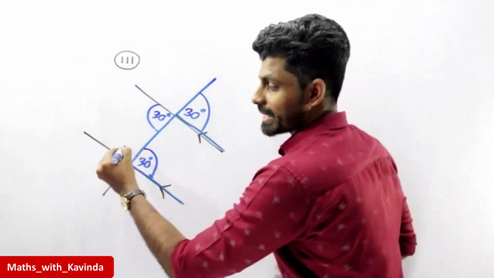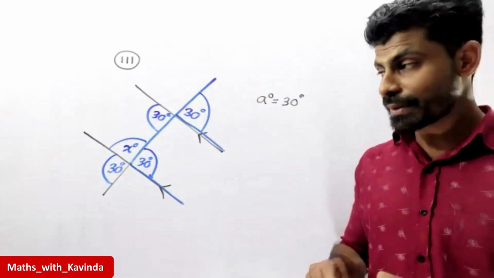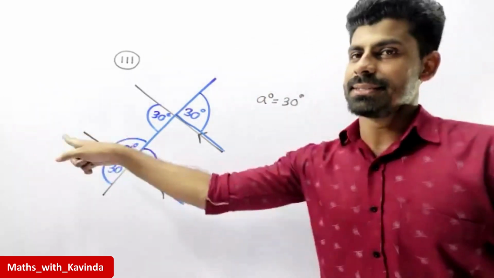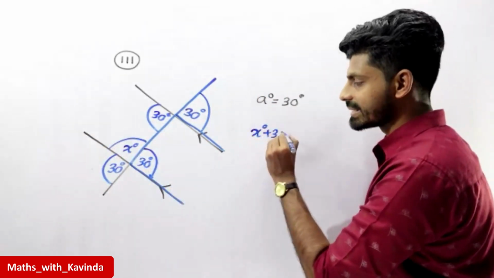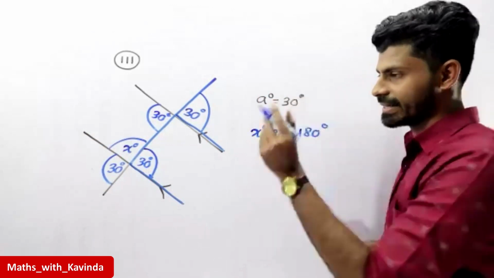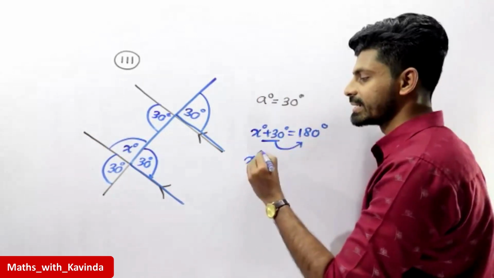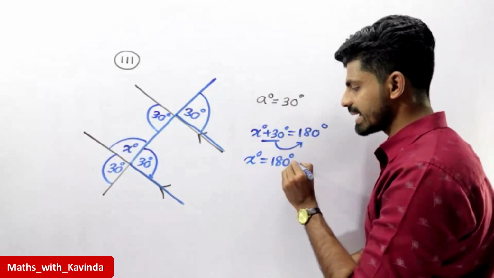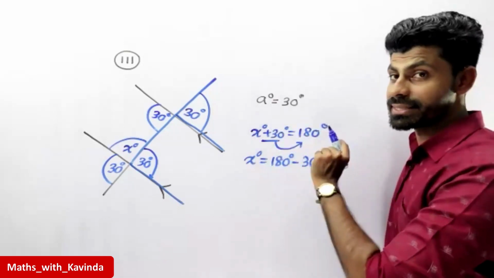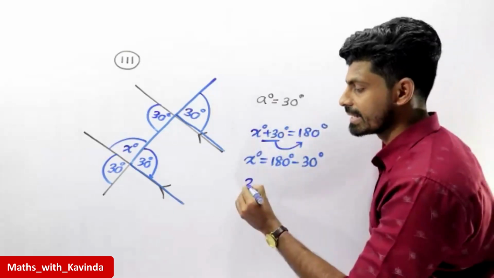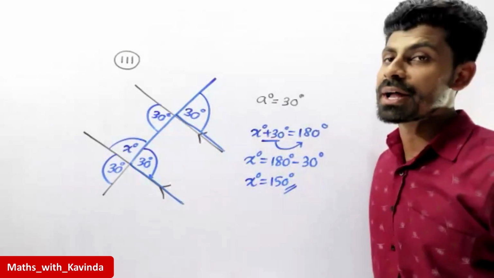I'm taking this one equals to x. Now look at this one. This is a straight line. X plus 30 equals to 180. Plus 30 moving to the other side. So x equals to 180 minus 30. That means 150. So x equals to 150.